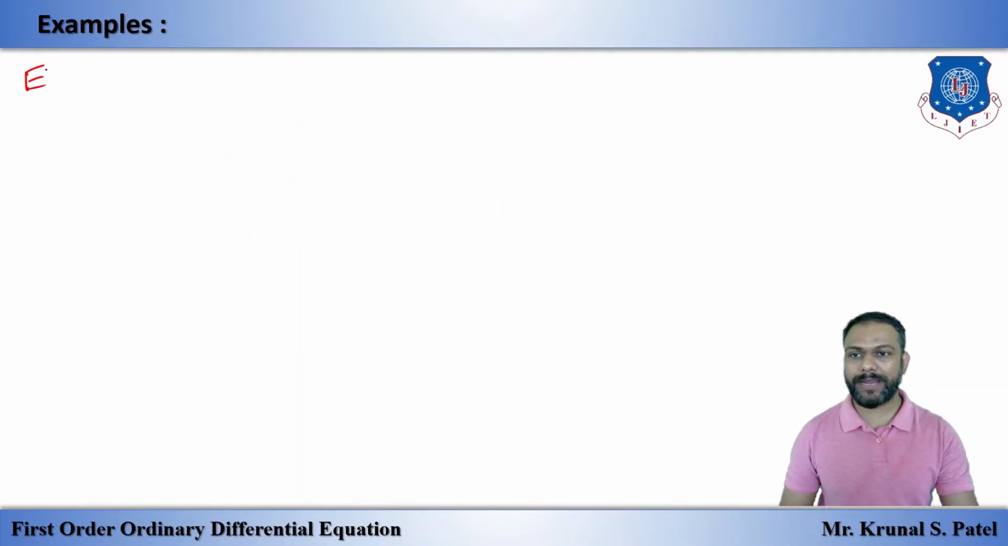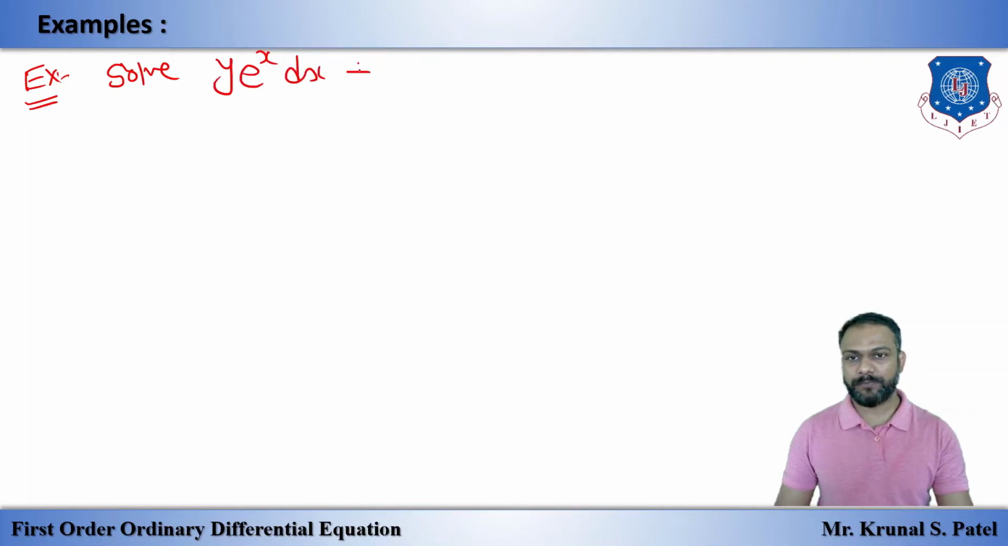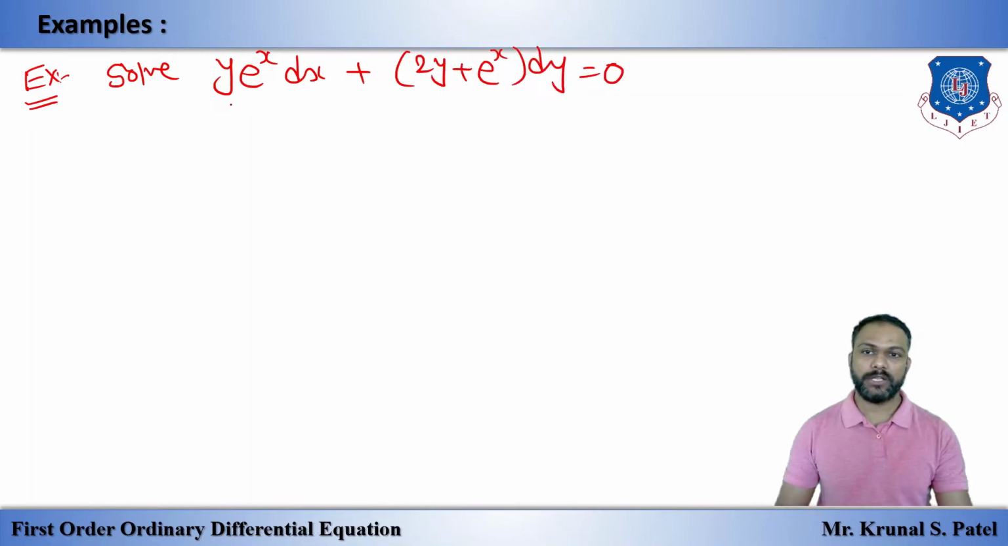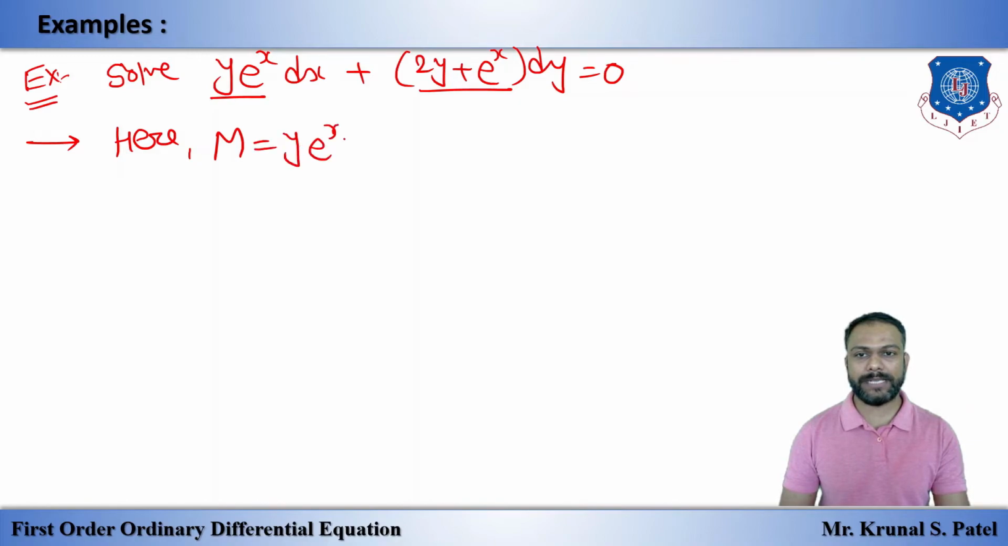So we have one more example. Solve y e raised to x dx plus 2y plus e raised to x dy is equal to 0. So here this is our m and this is n. So we start with m equal to y e raised to x and n equal to 2y plus e raised to x.